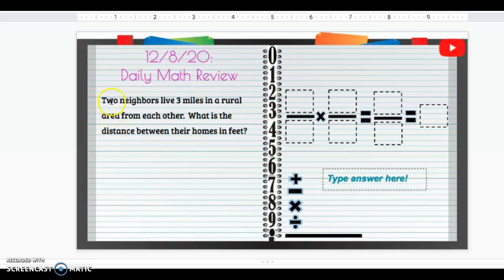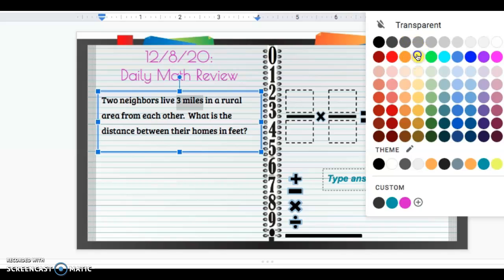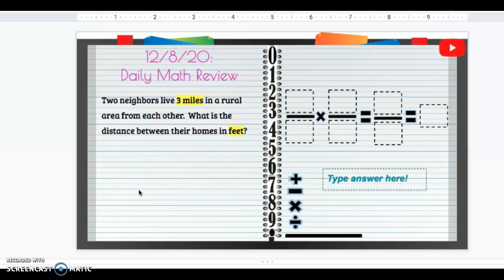All right, so for DMR, it says that two neighbors live 3 miles in a rural area from each other. What is the distance between their homes in feet? So we're trying to figure out the distance they are from each other in feet. We have to figure out what we know already. We know the neighbors live 3 miles from each other, but we want to convert to feet. So how do we go from miles to feet?